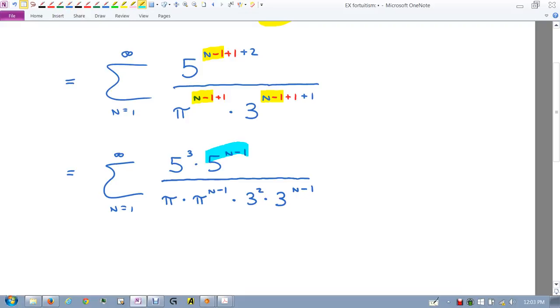I'm just going to highlight real quick. These are the things that are all raised to the same power, aren't they? Everything else is just numbers. 125 on top, 9 pi on the bottom. Yes?